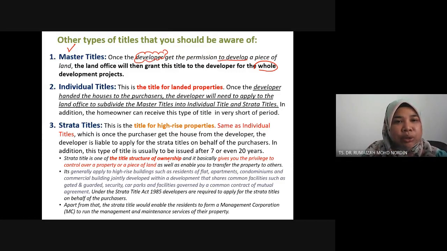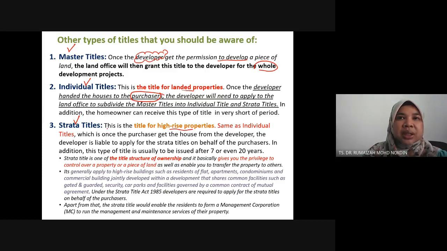Alright, so bila dah bangunkan rumah teres, kita akan ada individual title kepada purchaser. So developer need to actually apply from this master title to be divided into individual title for the purchaser. So individual title is the title for the landed properties. Alright, ada juga developer yang dapat master title then develop condominiums. So bila dia develop condominiums, you will later need to apply for strata title for all the homeowners. Sama juga macam individual title, cuma dia untuk high rise properties.